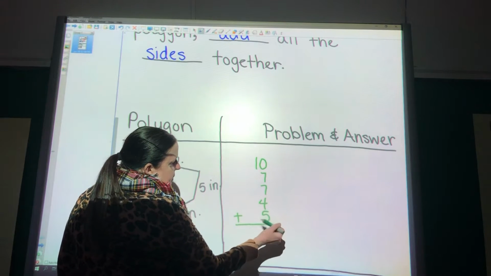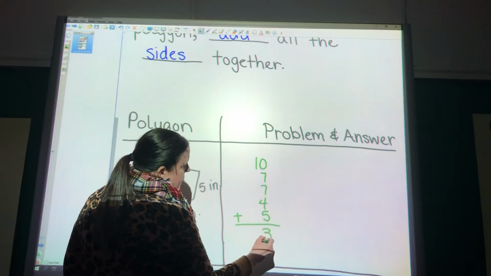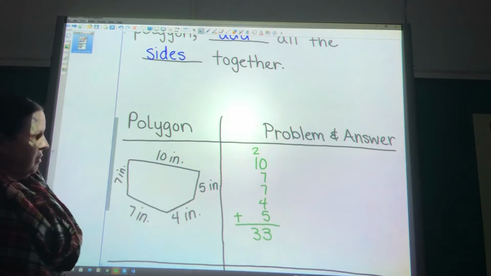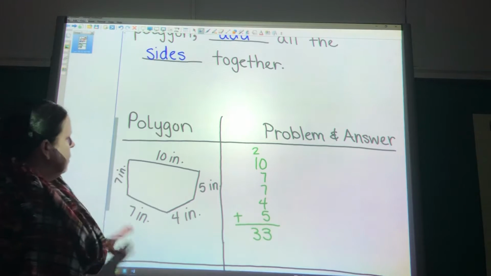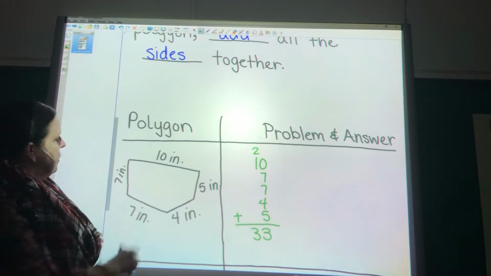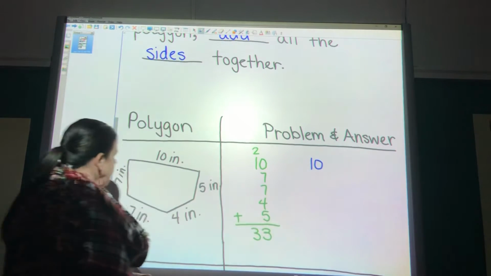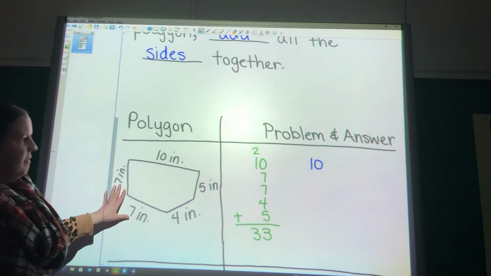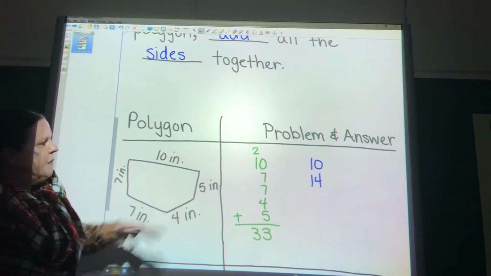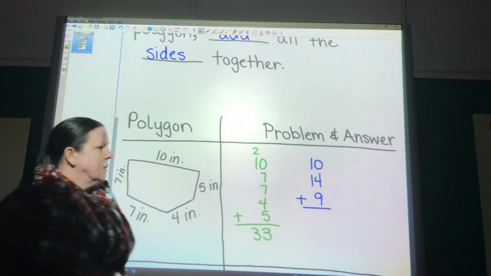So 4 plus 5 is 9. 9 plus 7 is 16. 16 plus 7 is 23. 2 plus 1 is 3, so 33. So that's one option. You can also combine some, so you don't have as many to line up. So I'm going to keep my 10 by itself. And then I'm going to combine my 7 and 7, and that's 14. And then I'm going to combine my 4 and 5, and that's 9. So this time, I have fewer numbers to add together.